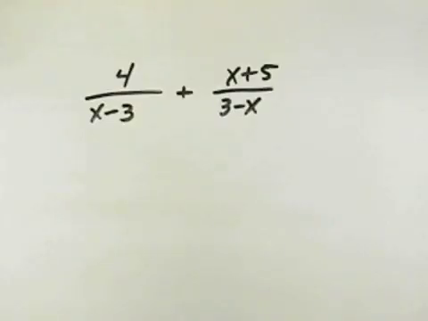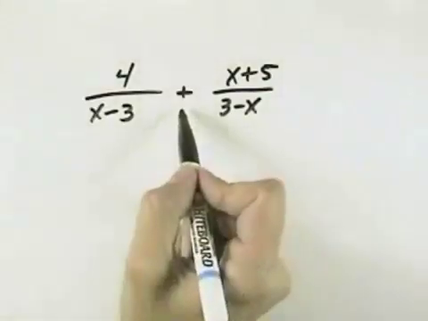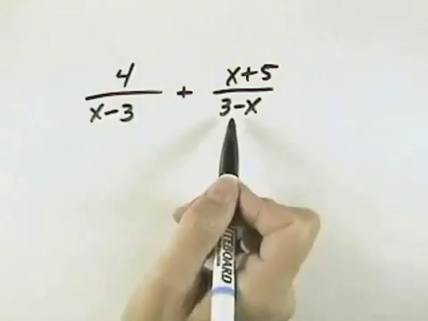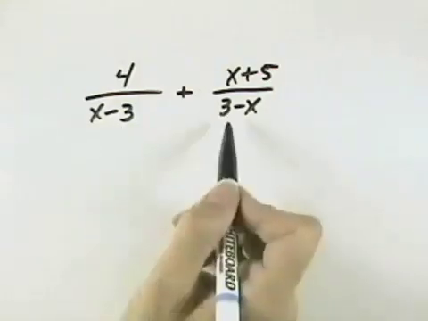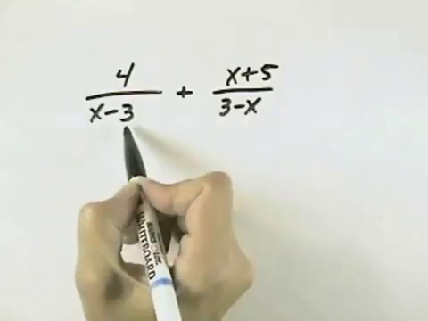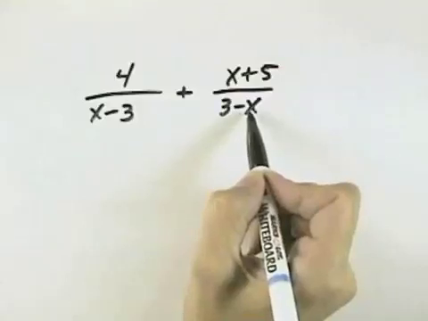Here we want to perform the indicated operation of addition. In order to do so, we need a common denominator. These denominators look very similar, and so what we might notice is they are actually opposite. In other words, the x here is positive, the 3 is negative. Here the 3 is positive, the x is negative.